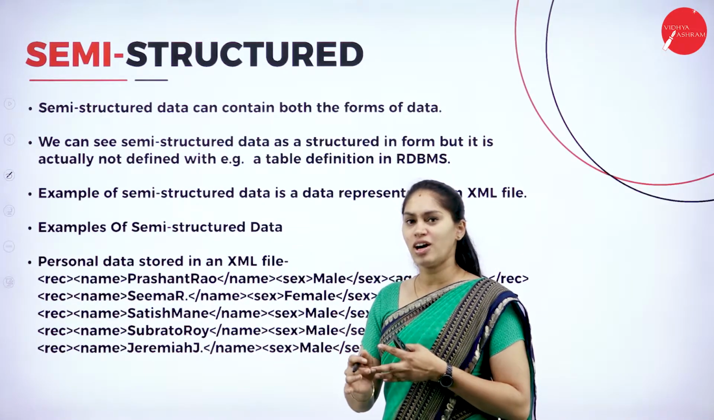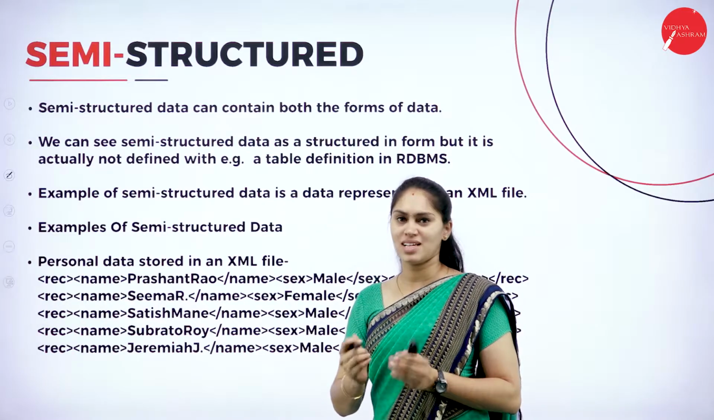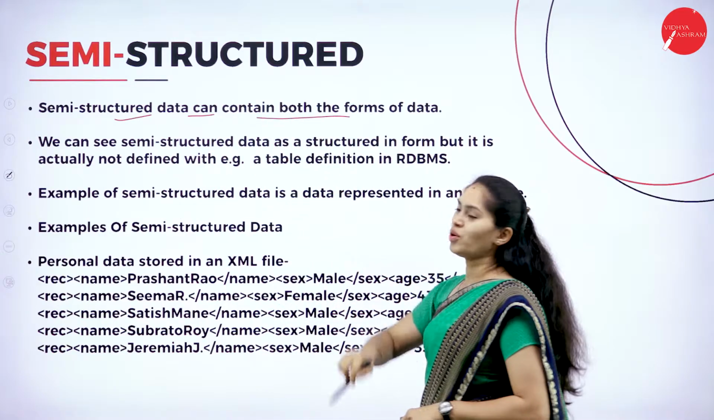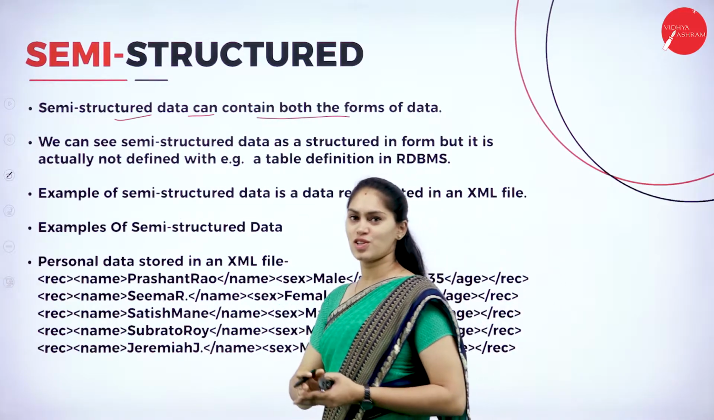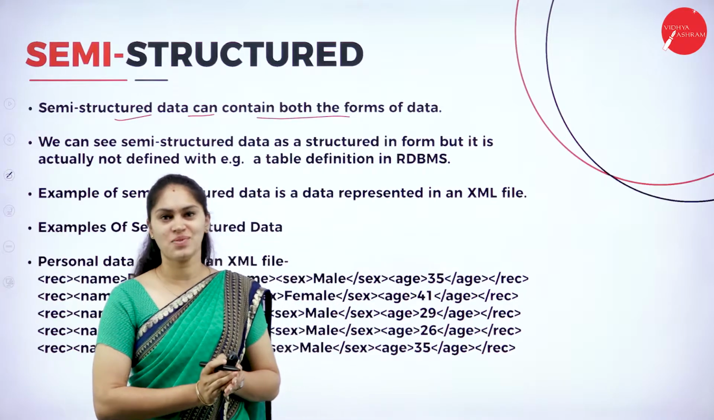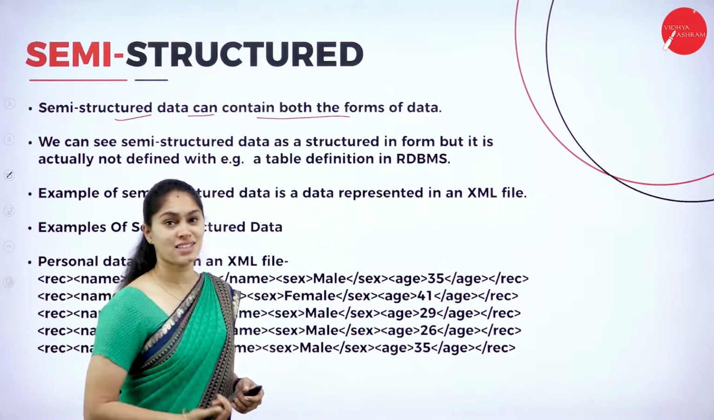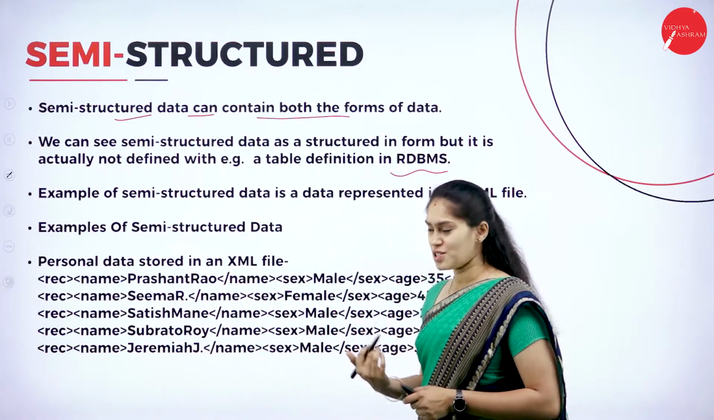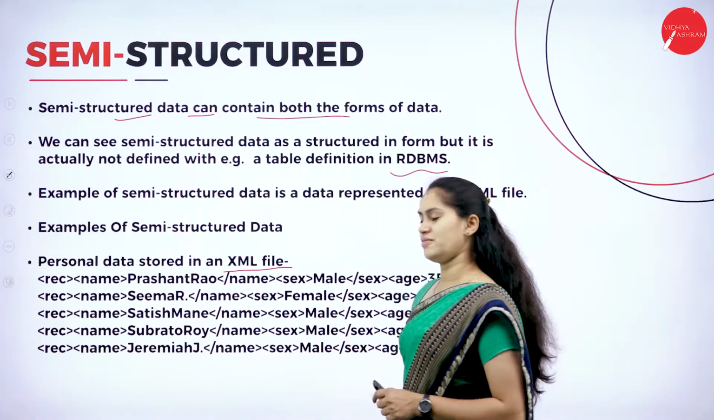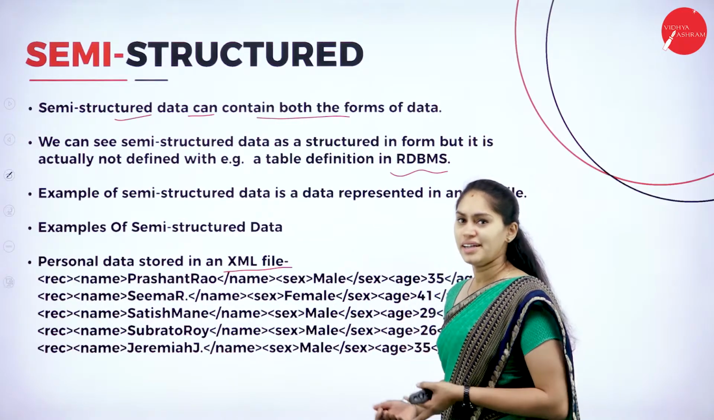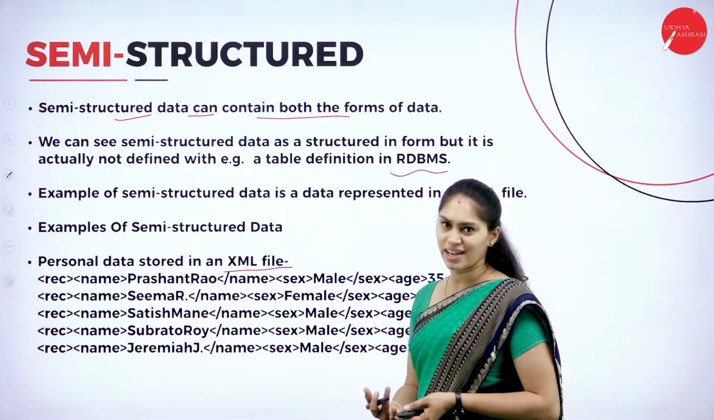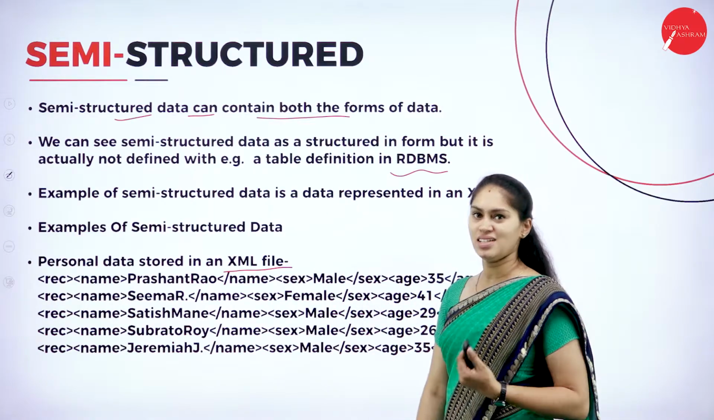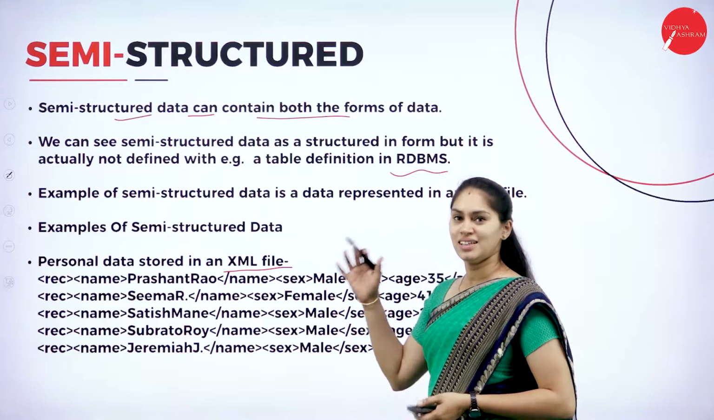Next we have semi-structured. It will take both structured as well as unstructured. So here, semi-structured data can contain both forms of data. It comprises both structured data as well as unstructured data. Then what is the example for this semi-structured? That is RDBMS, and also you can take the example of an XML file. It has some structure and it is somehow structureless. So that is a combination of both. That is termed as what? Semi-structured.